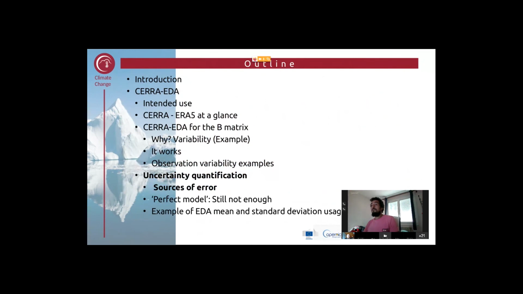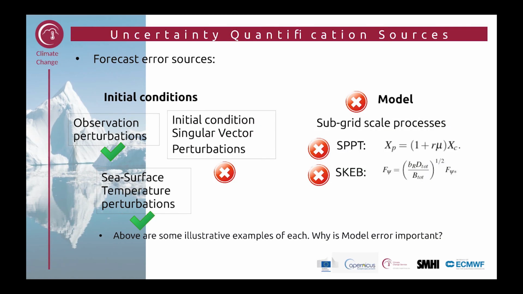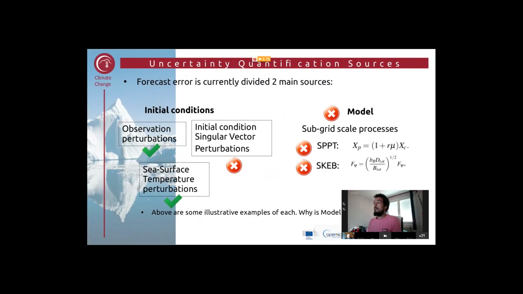So that's that. Now, moving on to the uncertainty quantification part. Two minutes left. Okay, cool. So I thought it'd be quick, and just outline the sources of error. You've got initial condition error and you've got model error. And we're not accounting for model error in any way in CERRA.